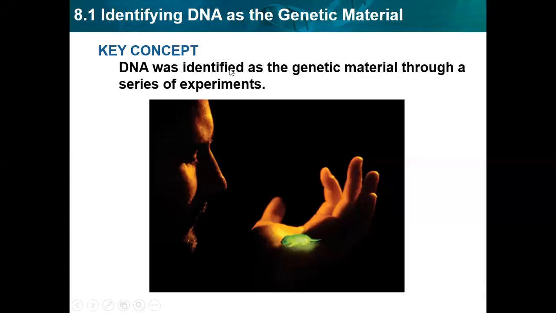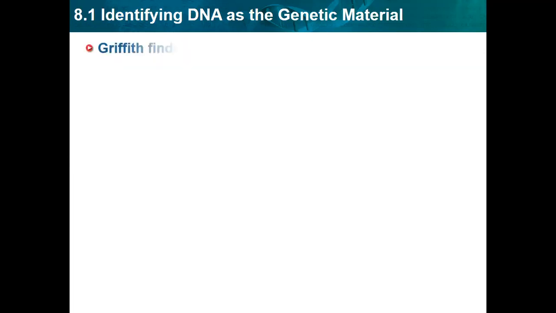Identifying DNA as the genetic material. The scientists did great work to be able to know that the genetic material was actually DNA. DNA stands for deoxyribonucleic acid. So this was identified by the scientists as the genetic material through a series of experiments. We're going to look into some of these experiments today.